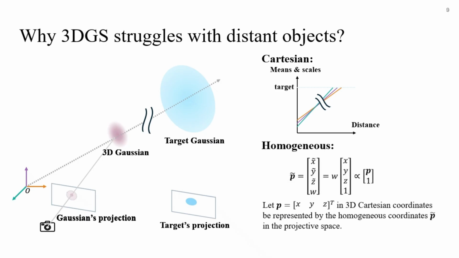The limitation of Cartesian coordinates reminds us of the concept of homogeneous coordinates, which extends Cartesian into a four-dimensional space and allows for a more flexible representation of geometric translation. Let the point P in 3D Cartesian coordinates be represented in projective space as P tilde. The fourth element W is called the weight.